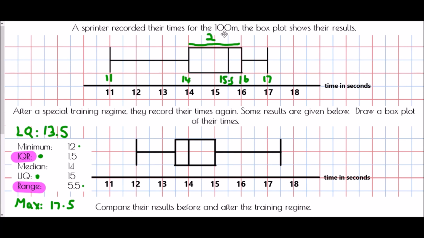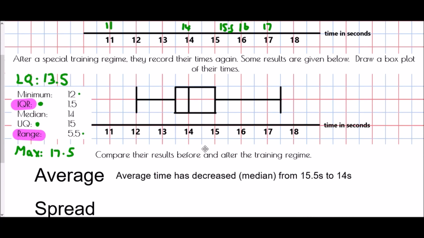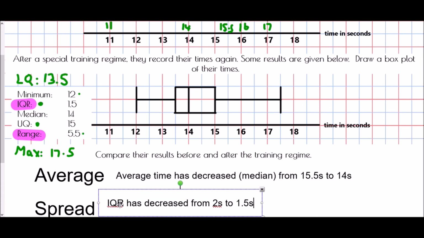In the first original set of data, the interquartile range was 2. In the second piece of data, the interquartile range is only 1.5. And so again, what we can do is just add a comment there. The interquartile range has decreased from 2 seconds to 1.5 seconds.